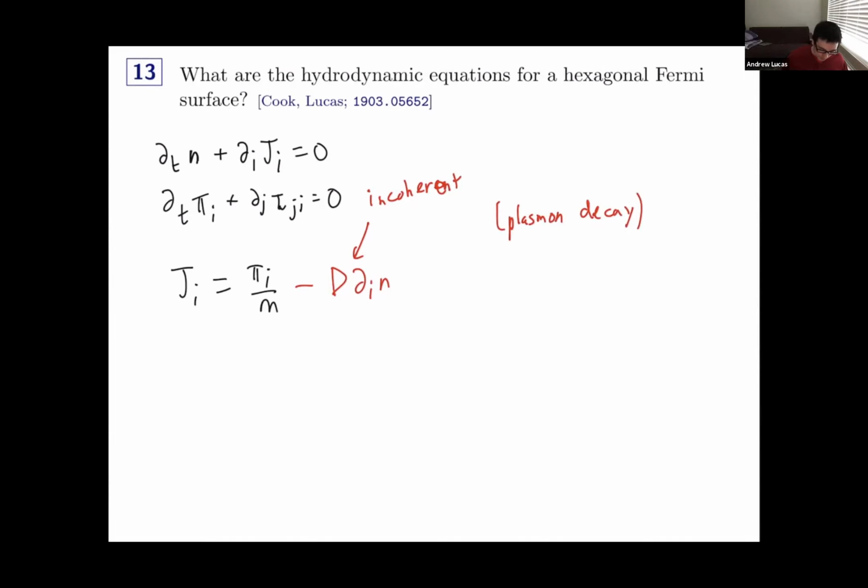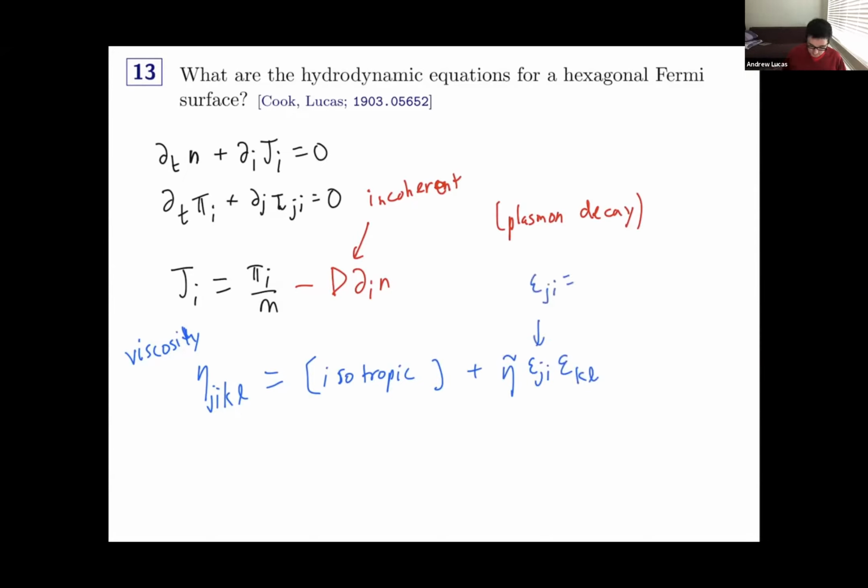Okay, what's a little more exciting is our stress tensor. Just to cut to the chase, we had a stress tensor before that had this 4-component viscosity tensor. And what happens in this hexagonal Fermi surface is that you get the same isotropic terms that we had before, plus one more piece. And the last piece is sort of a curious object. This epsilon here is the Levi-Civita tensor, so it's an antisymmetric object like this.